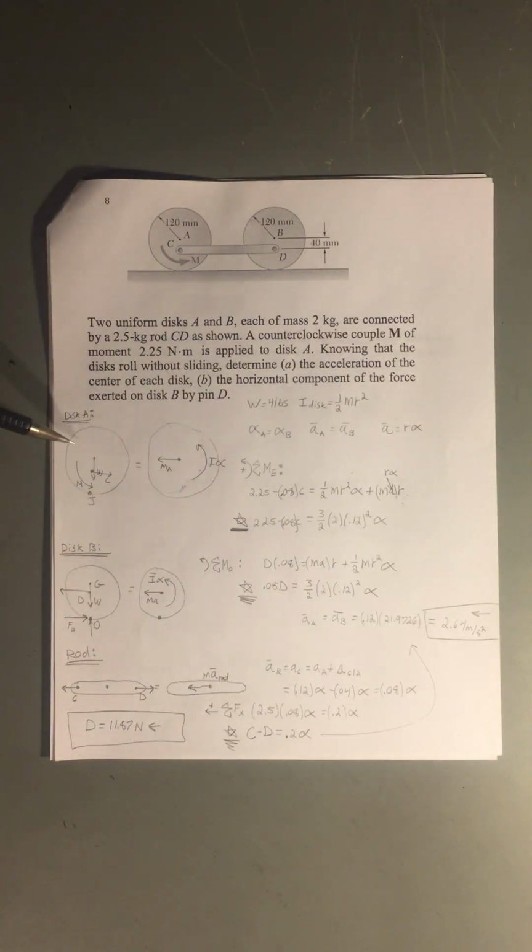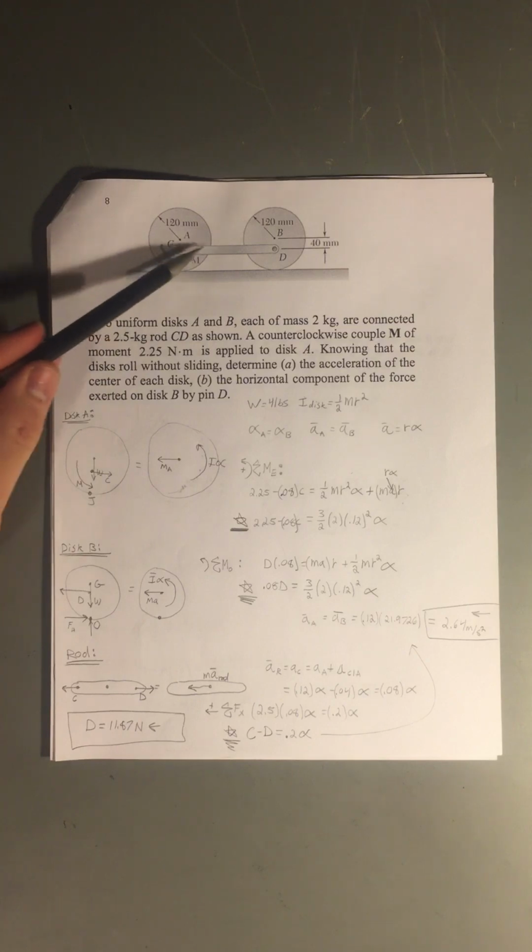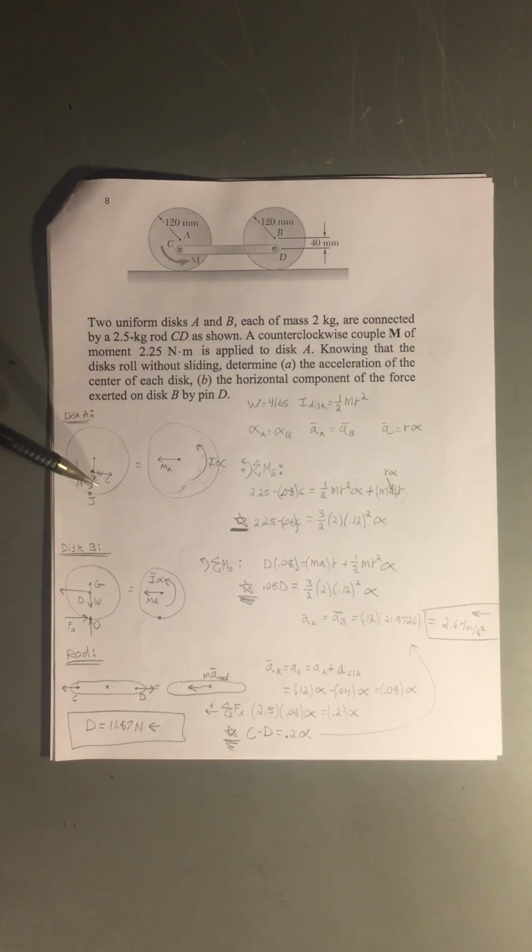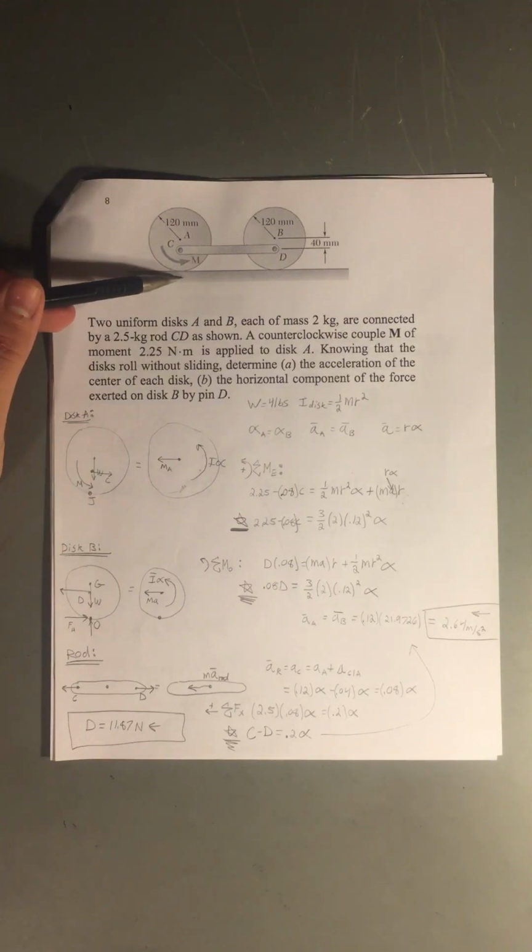And so this is the free body diagram that I drew for disk A. So there's the moment that I labeled that was given to us. We also have the force at C due to this rod. We have our weight at the center of mass going down. And then I labeled a point J here, which is the contact point between the ground and this rod.